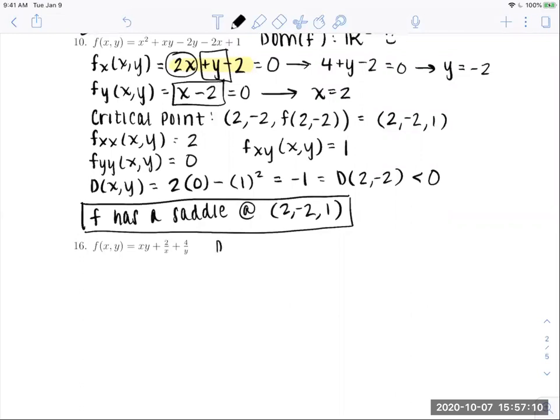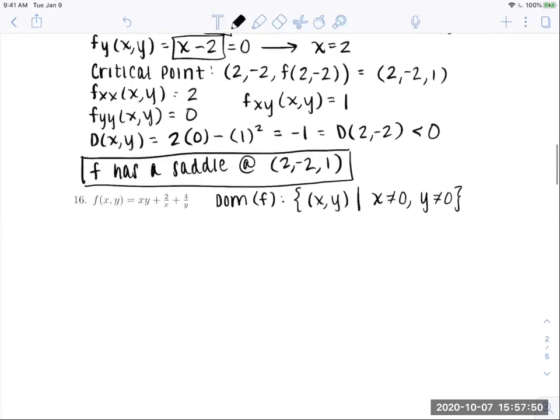So first, I would like to identify the domain. This is no longer a polynomial. However, in this particular case, there's only a couple of points here that are going to be problem points, and it's specifically whenever x is 0 or y is 0. So I'm going to write this in the following way. All points in x, y are fine so long as x is non-zero and y is non-zero. Geometrically, this means that we are omitting the x and y coordinate axes, but everything else is fine.